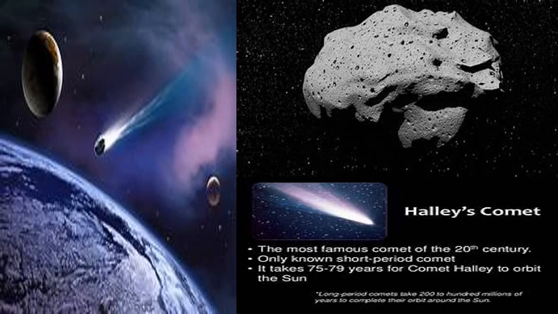Coming towards comets. Comets are celestial bodies made up of snow and rocky dust. They also revolve around the Sun in their own orbit. The most famous comet is Halley's Comet, which can be seen once in 76 years, and it was last seen in 1986.